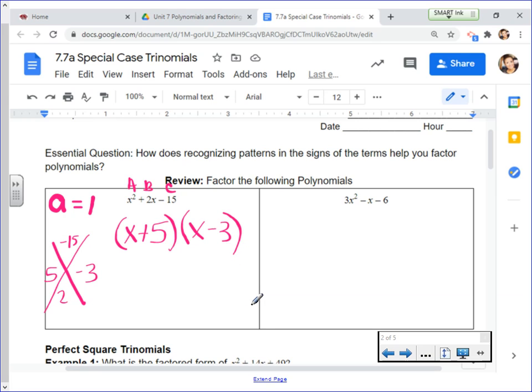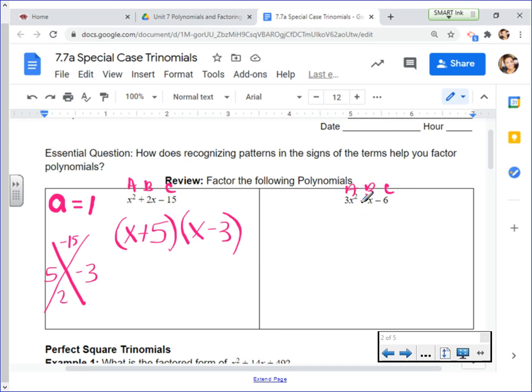Okay, so when your B is positive and your C is negative, you're going to have one positive answer, one negative answer. Always. The next one, this is A is positive, but B and C are both negative.